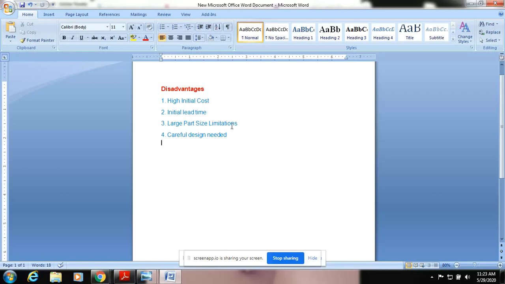Large part size is a limitation, which means we can't go for very large dimensions, more than 1 meter or more than 2 meters in component size. There is a limitation of sizing in injection molding. That was another disadvantage. Careful design is needed. You may ask, what is the meaning of careful design? Now I'll show.